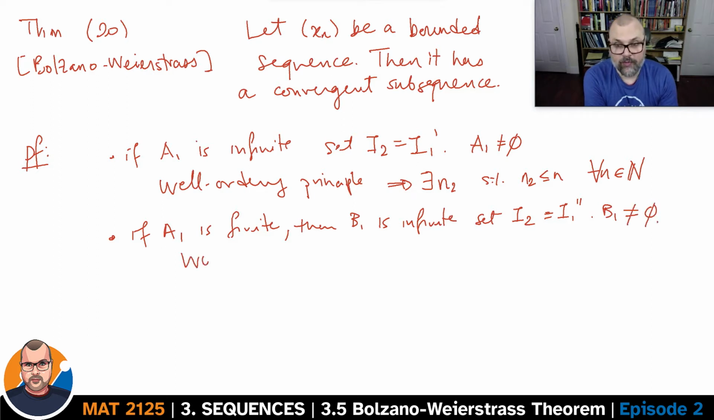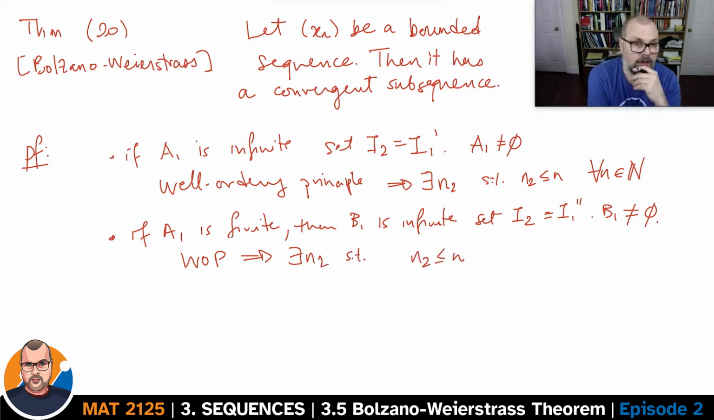The well-ordering principle implies the existence of an n2 such that n2 is smaller or equal to n. Well, I wrote for every n in N here. That's obviously not possible. What I'm really talking about is this n2 being minimal for the set A1. So it has to be for every n in A1. This one here would be for every n in B1.